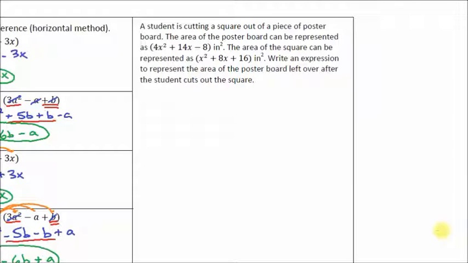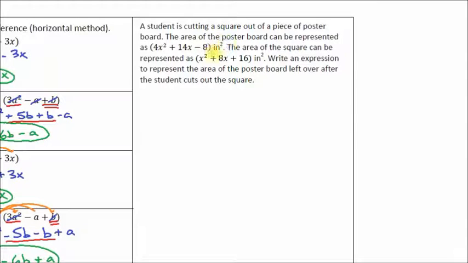Alright, let's take a look and see how adding and subtracting polynomials, or the ability to do that, will help us solve word problems. Alright, so here's our question. A student is cutting a square out of a piece of poster board. The area of the poster board can be represented as this expression, 4x squared plus 14x minus 8 inches squared.